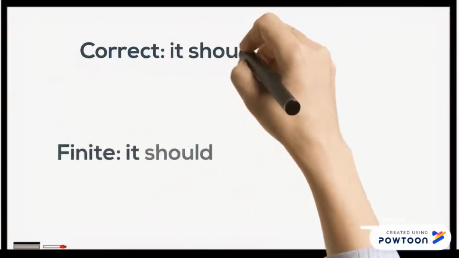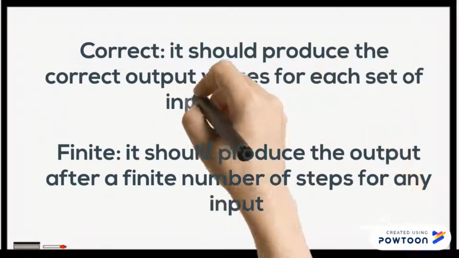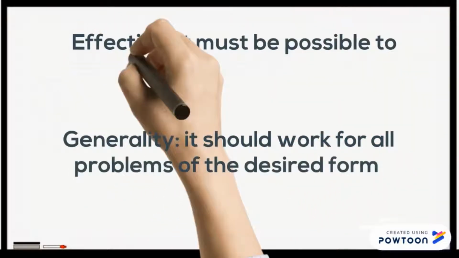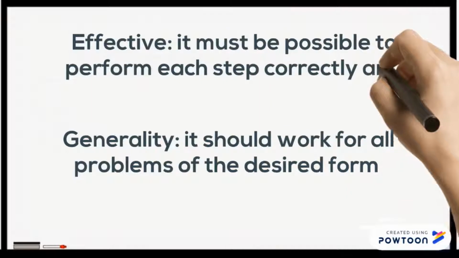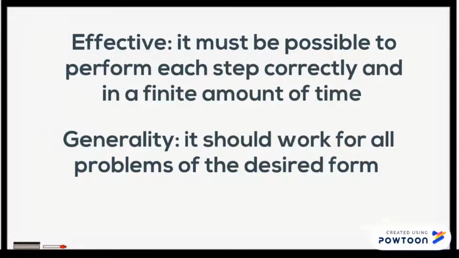Correctness: it should produce the correct output values for each set of input values. Effectiveness: it must be possible to perform each step correctly and in a finite amount of time. Generality: it should work for all problems of the desired form.